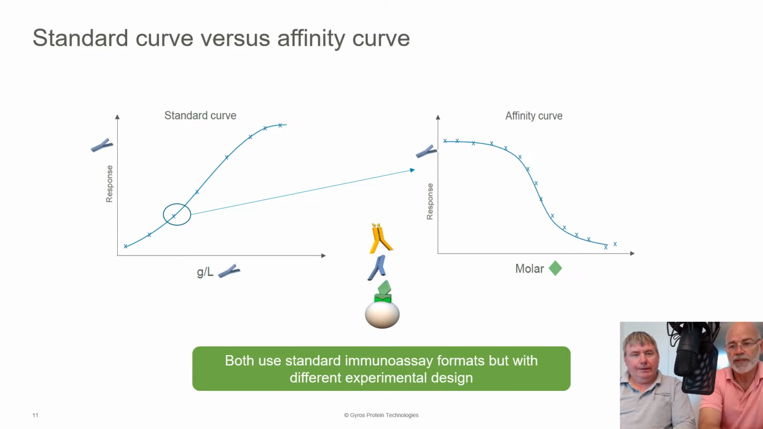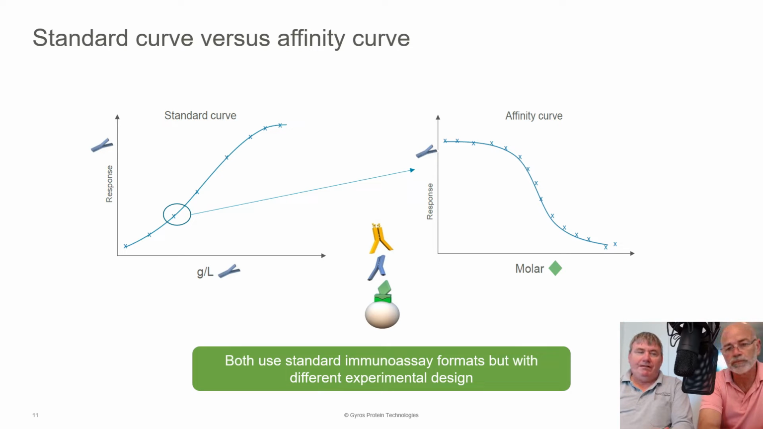So here in this example, you can see how you'd use a PK curve on the left, where you're using your standard calibrator series and seeing an increase in response relative to an increase in the free concentration. And what the circle represents is our selecting one of those points on the curve that we can then use as the starting point for doing our affinity curve.